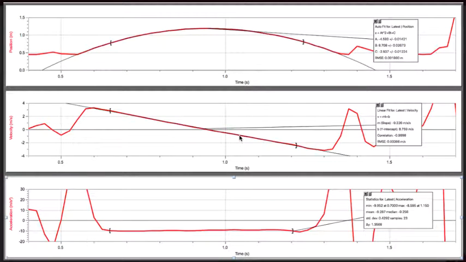Hi guys, welcome back. This is the second part of the video in which we're going to analyze the motion using the software that comes with the computer. Let's start with the position versus time graph. This is a parabolic shape.